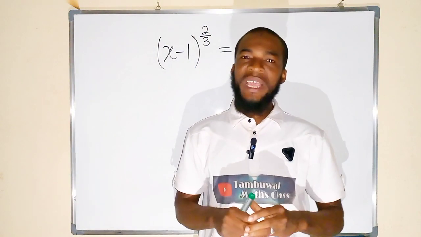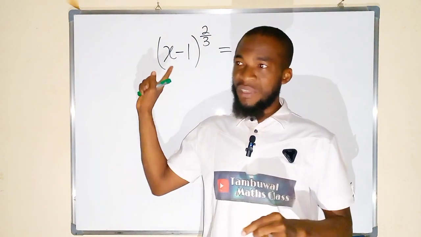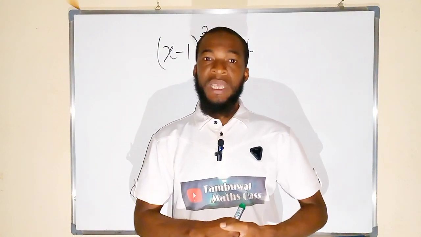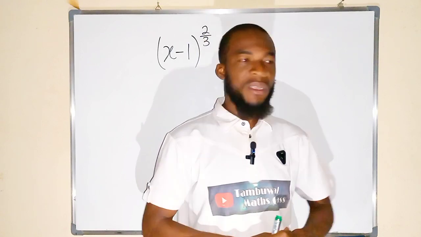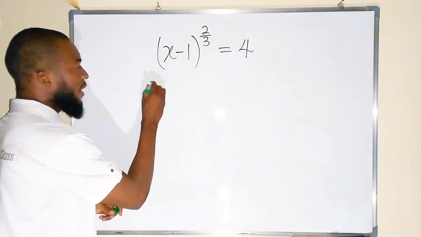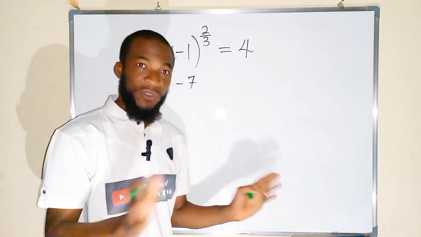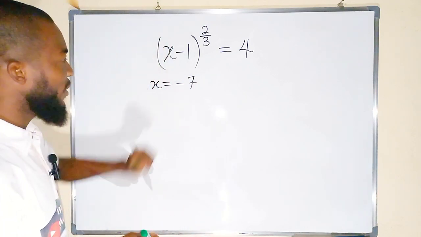So in this tutorial, I'm going to substitute that negative 7 into the left hand side to see whether we're going to get 4 or not. And I stand to be corrected. So if x is equal to negative 7, we have no problem with the positive 9. So we're going to only test for this one.